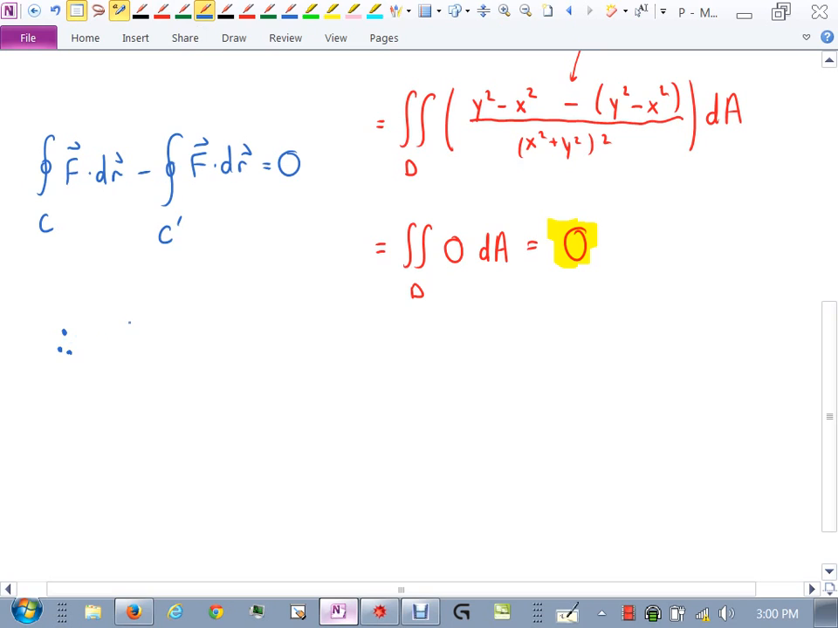So we're not done, but here's what we can conclude now. Therefore, the line integral over C of F dr is equal to the line integral over C prime of F dr. So now what we're going to do is go figure out what this line integral is. Questions so far?